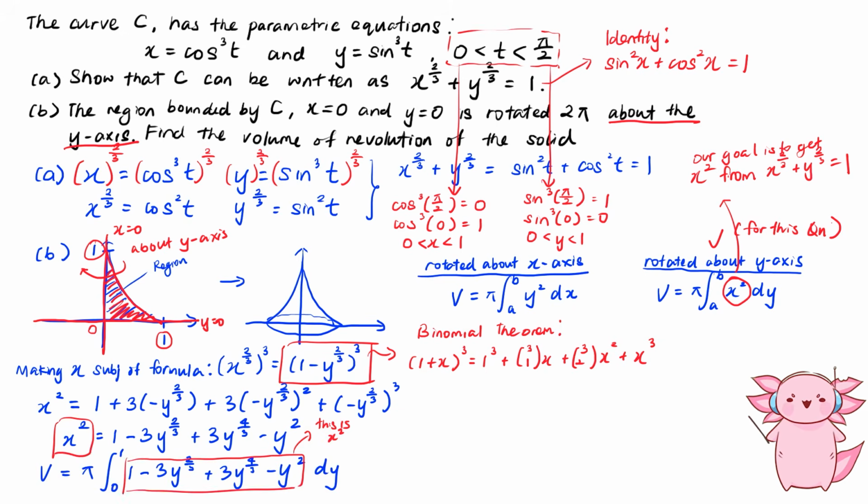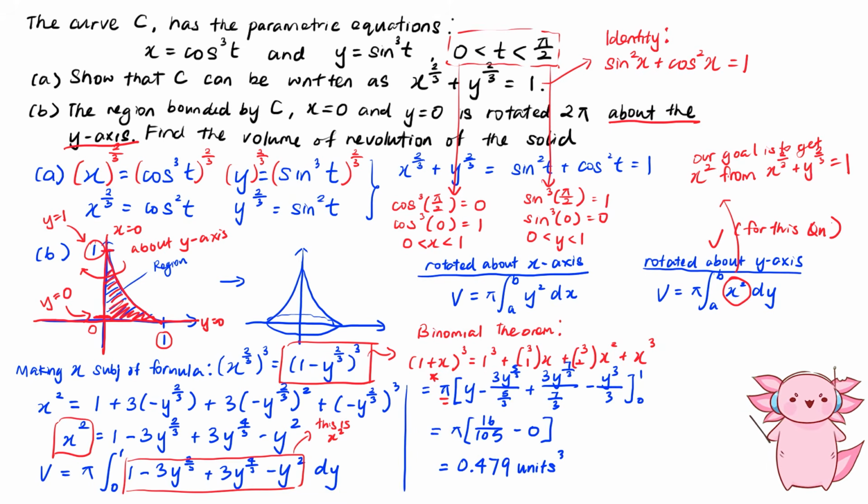Putting all of this inside, we can integrate with respect to y from y equal to 1 here to y equal to 0 here. And after doing the integration and putting in the limits, not forgetting to multiply this pi in, we can get the final answer of the volume to be 0.479 units cubed.